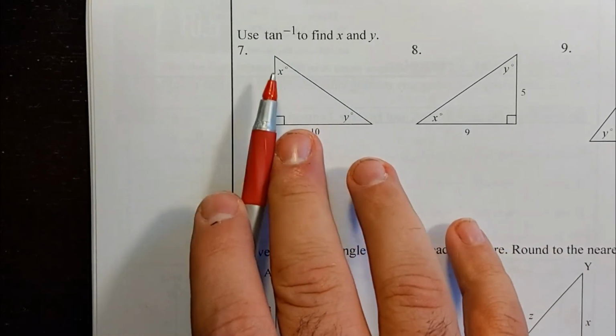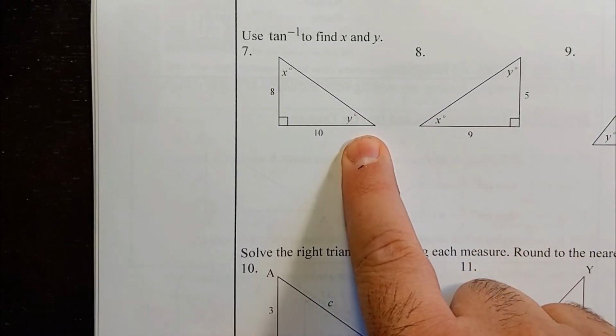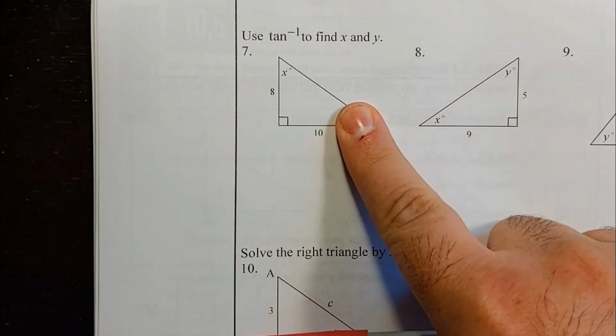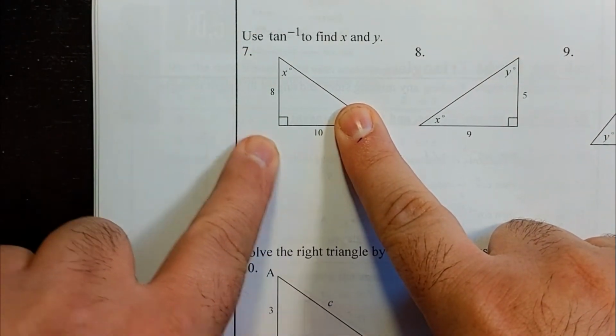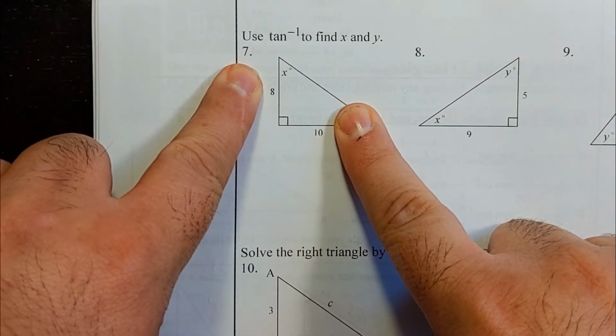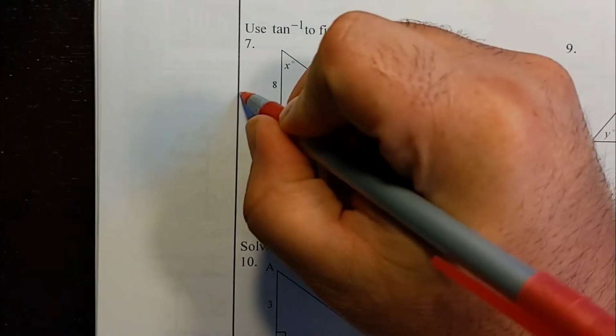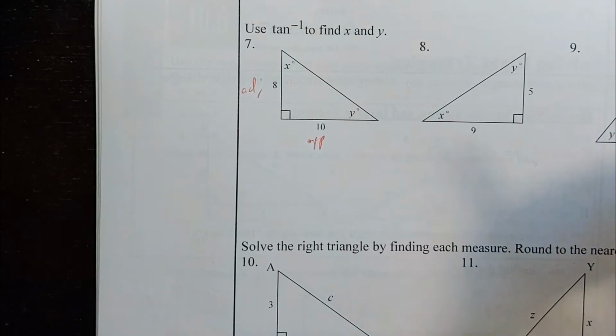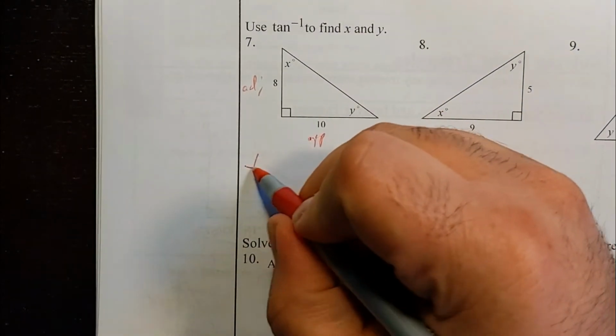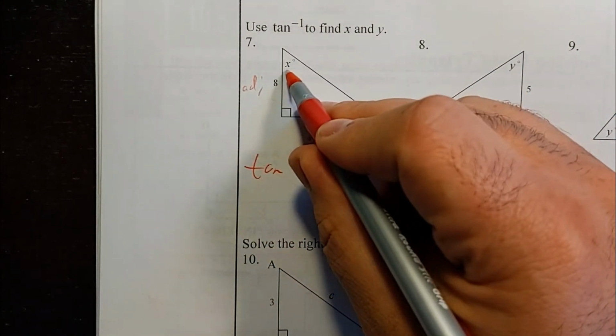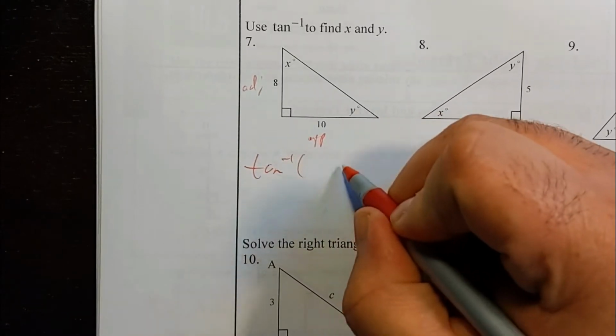So if we're looking at x, we're gonna have to ignore one of the letters. So we're gonna ignore y right now. From x, that's opposite and that's adjacent. And that's why we know, since this is opposite and this is adjacent, that we're gonna use tangent. So tangent. We still are looking for an angle, so it's still inverse.